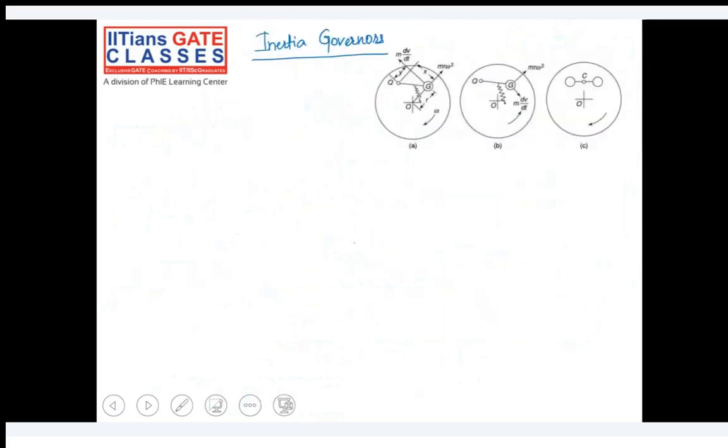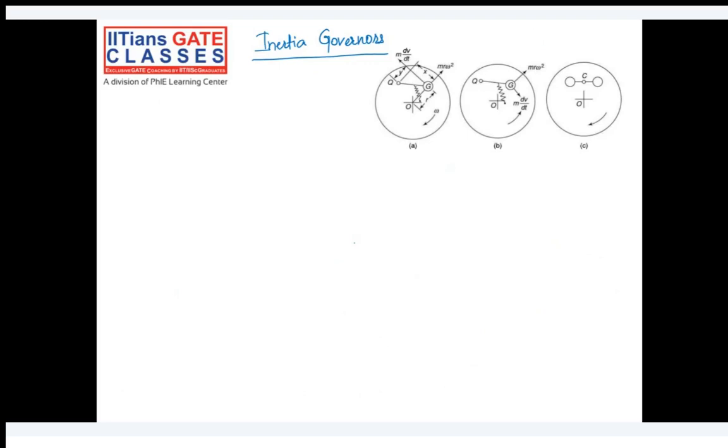In today's class, we will continue and study another type of governor, that is the inertia governor, and some of the basic concepts related to governors. We'll complete this topic, and then we move towards the new topic, which is CAMS.